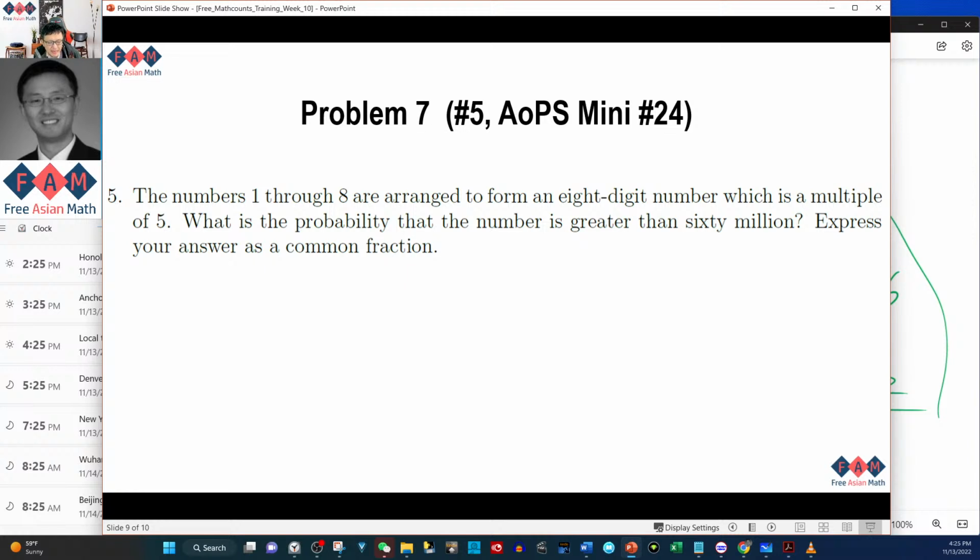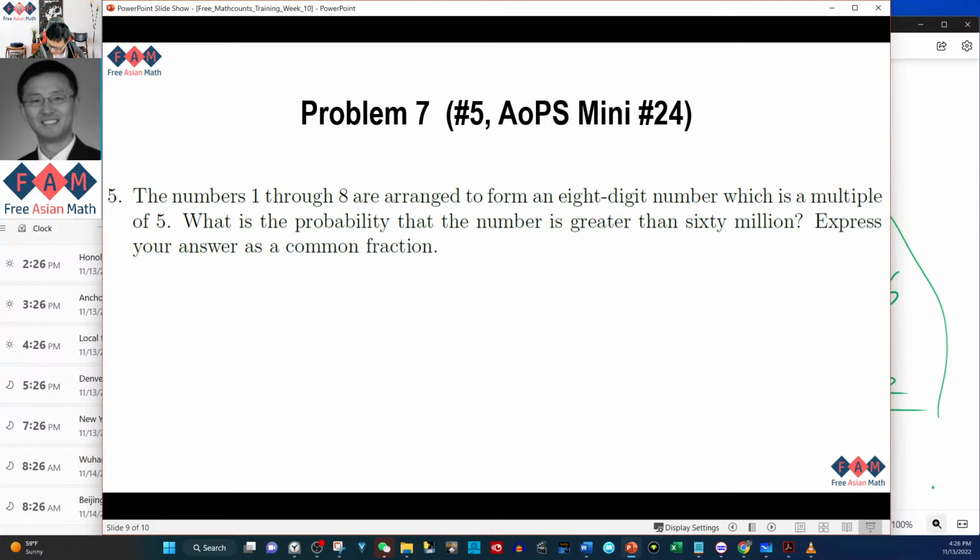So we only look at those arrangements where the last digit is 5. You should understand that, right? When the number is a multiple of 5, the unit digit must be either 0 or 5. Only in those two cases you have a multiple of 5. So essentially, you are told the last digit is 5. In this case, what is the probability that the number is greater than 60 million?